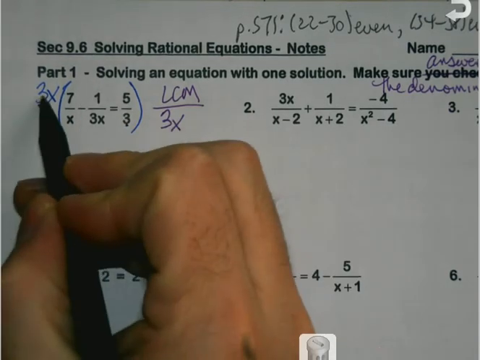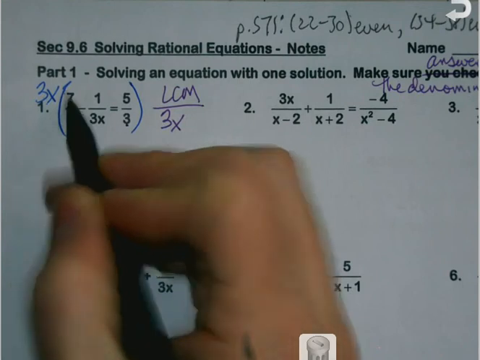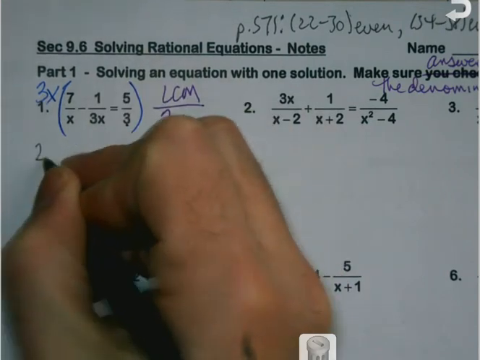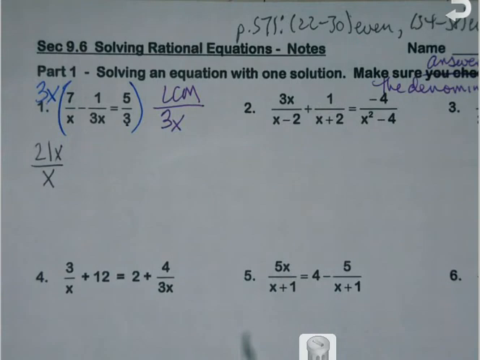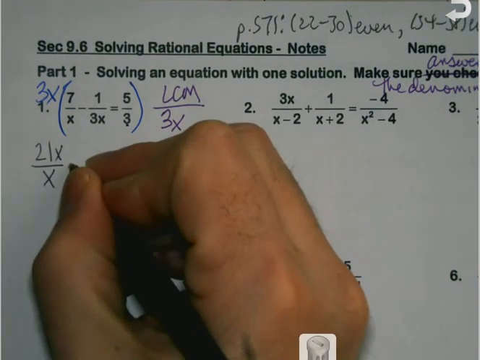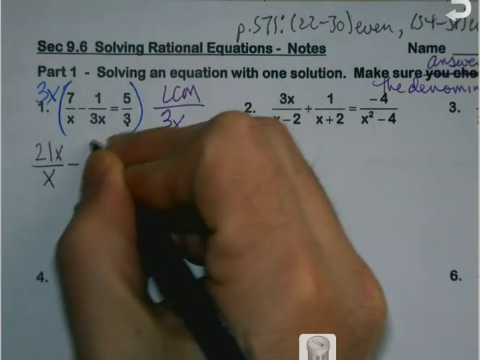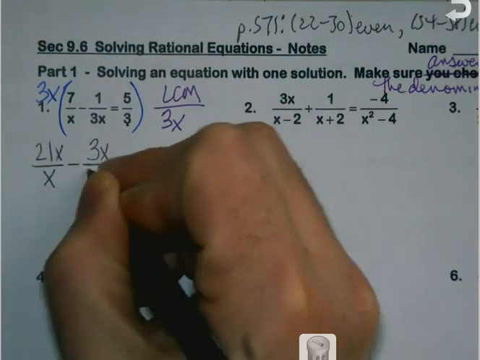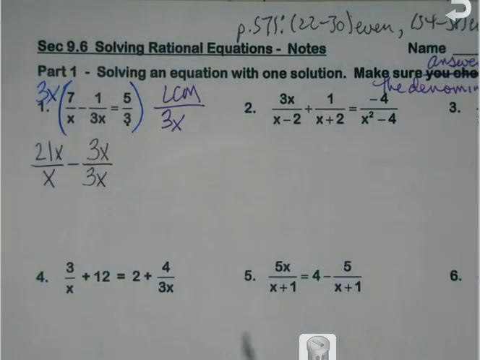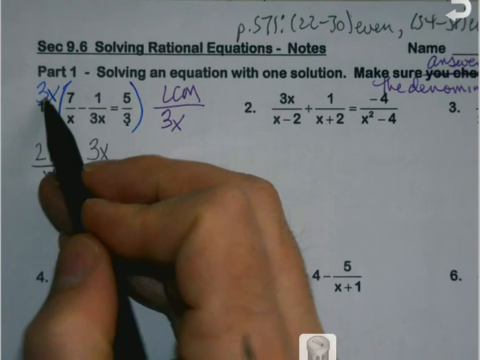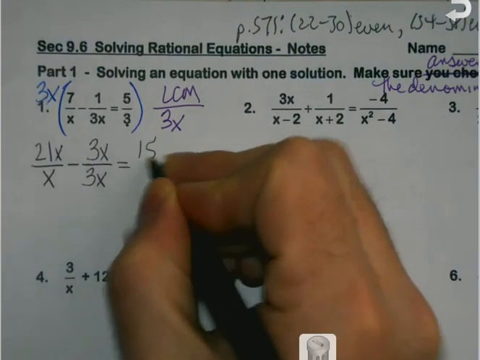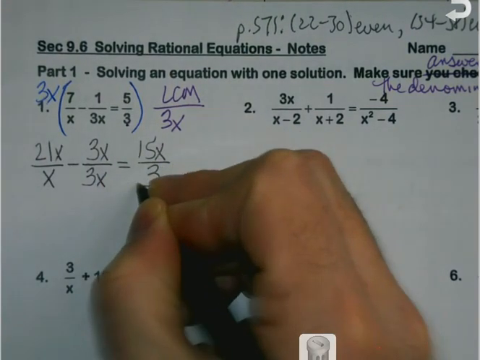So we're going to multiply the 3x times what I have in the numerator. So 3x times 7 would be 21x over x. Again, no messing with the denominator, just the numerator. Once I do that, 3x times 1 is 3x. Leave that alone. You're like, this is weird, Harty. We're used to having a common denominator. Oh, just wait. And then 3x times 5 is 15x over 3.